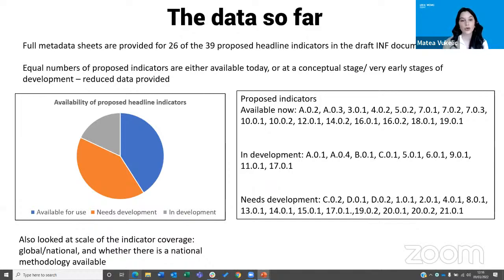We also looked at a scale of the indicator coverage. Is it a global indicator? Is the data being collated on a national level, or is there a national methodology available? On the box on your right, we just wanted to highlight which indicators are available today, which are in development, and for the ones that further work is needed, for example, especially goal D and those latter targets in the draft, 19, 20, and 21. Next slide, please.